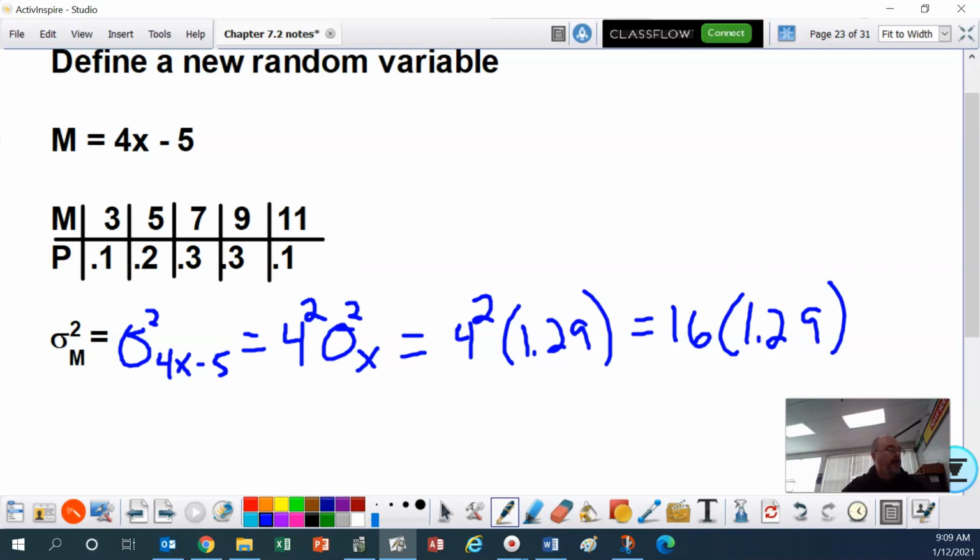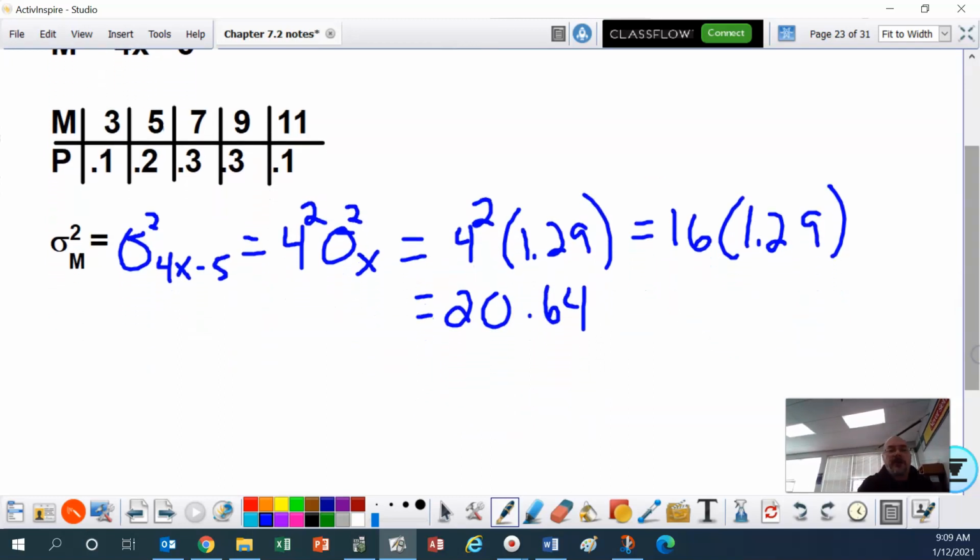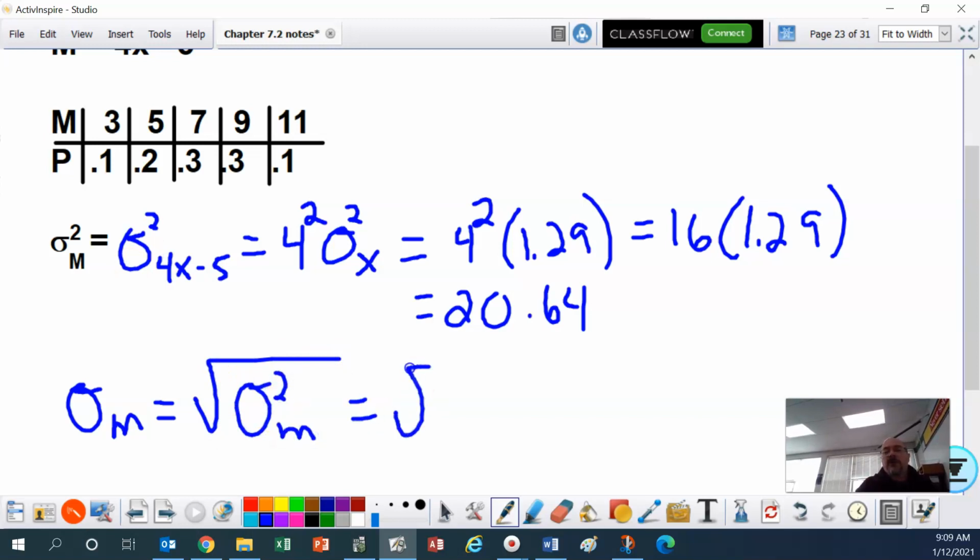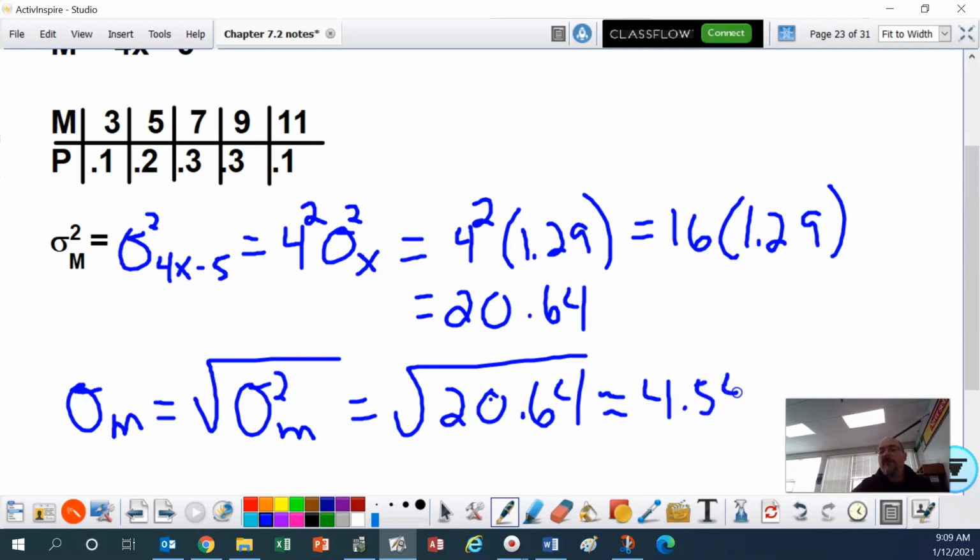All right, do I have that? Yes, I do. So that's going to give us 20.64. So if I went one step further and did the standard deviation of m, that would be the square root of the variance of m, which would be the square root of 20.64. And that's going to be approximately 4.54.